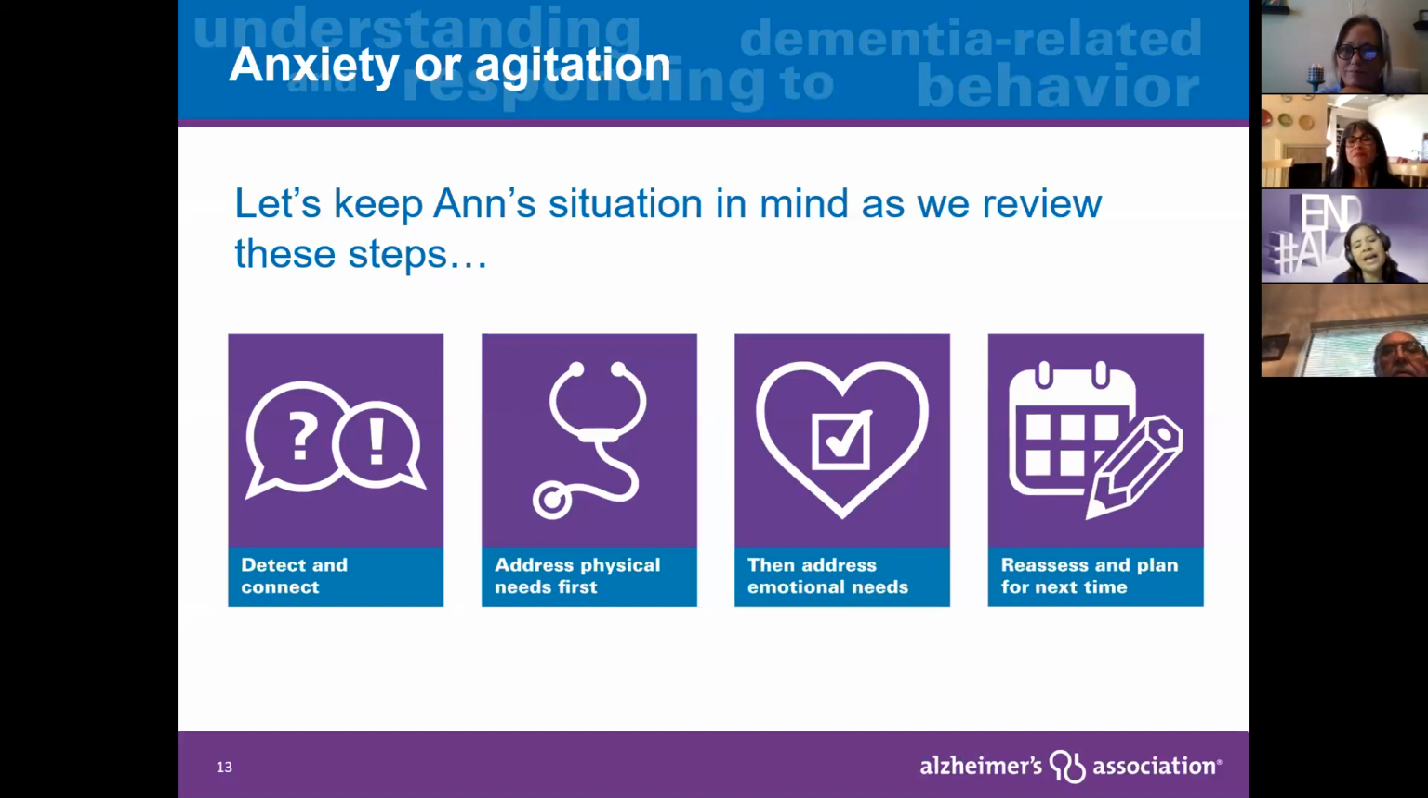All of these things connect with one another, but there's always the right process to follow, which is detect, connect, address what's wrong physically, ask yourself what the emotional needs are, what the context is in which it's happening, and then you reassess and you plan for next time.